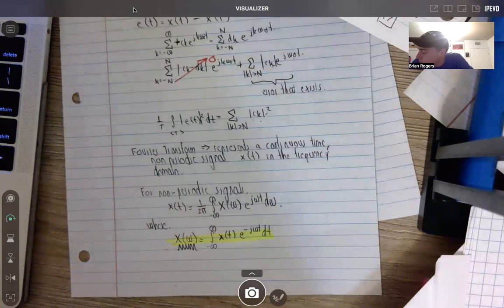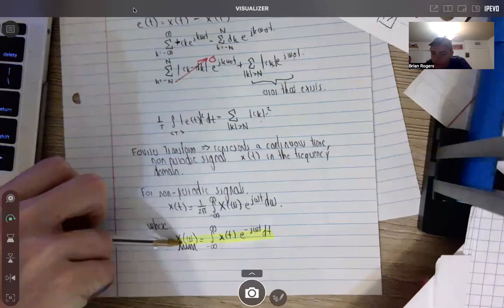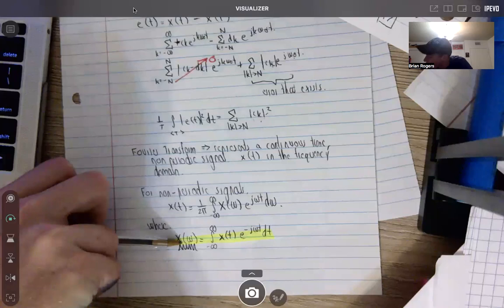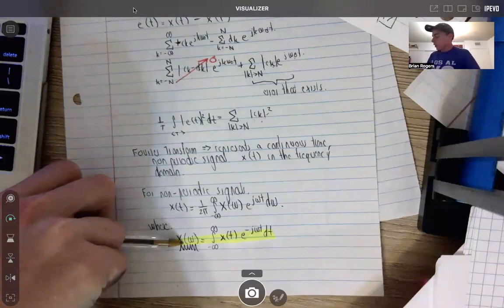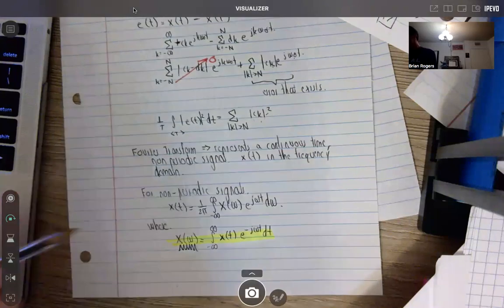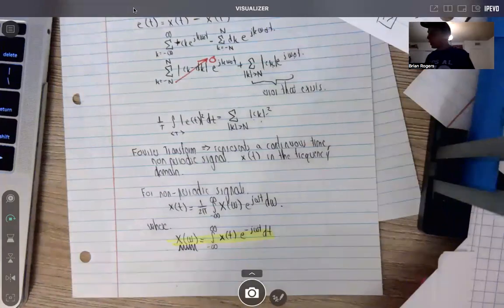It's common to use capital letters, and basically it's a function of frequency. That's what we're seeing here. And sometimes you'll see X of j omega, sometimes you'll see X of omega. So it's basically one or the other. And what we're going to see is, let's do one example just to start it out.